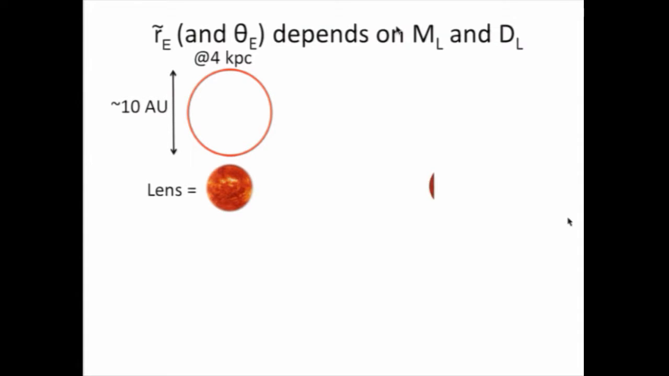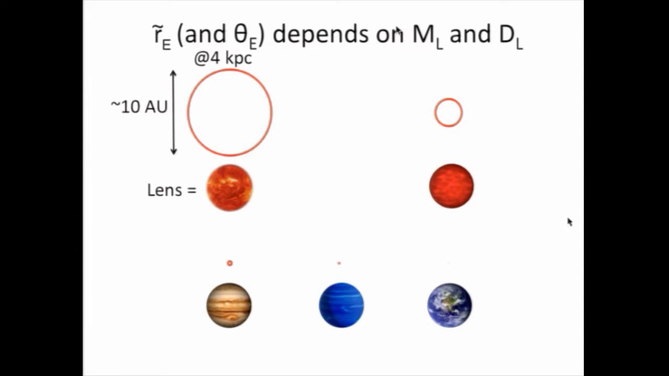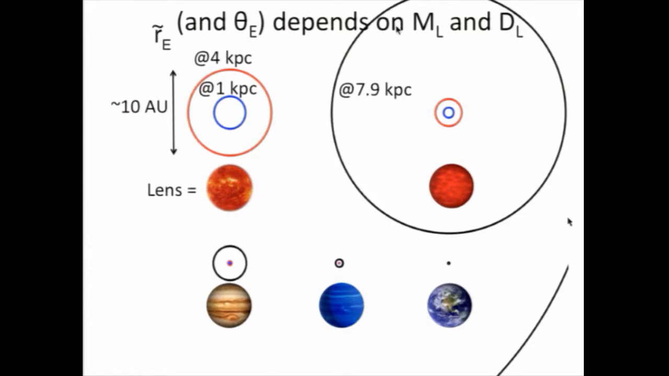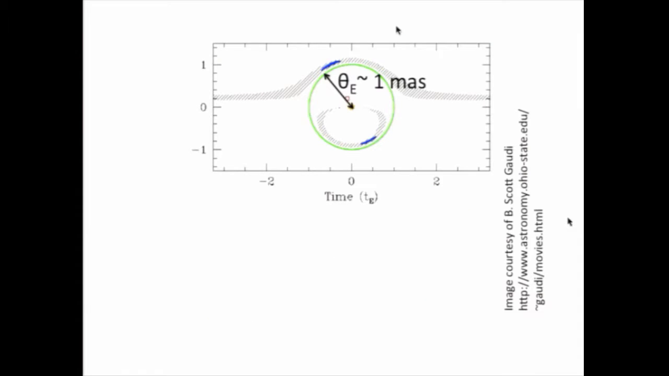If your lens is smaller than that, if it's an M-dwarf or a planet, the Einstein Ring is smaller. If the lens is closer to you than 4 kiloparsecs, the Einstein Ring gets smaller. And if it's farther away, the Einstein Ring is larger. And so the size of the Einstein Ring depends on what your lens is and where it is relative to your position. In an angular sense, the size of the Einstein Ring is typically 1 milliarcsecond. So the angle that it subtends is 1 milliarcsecond.